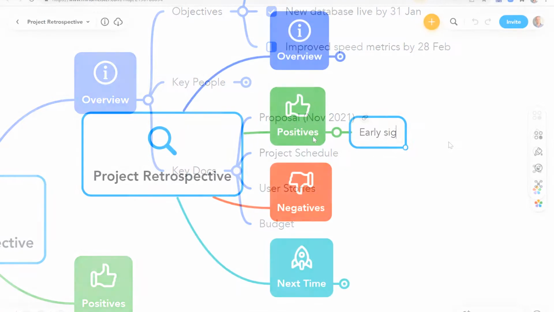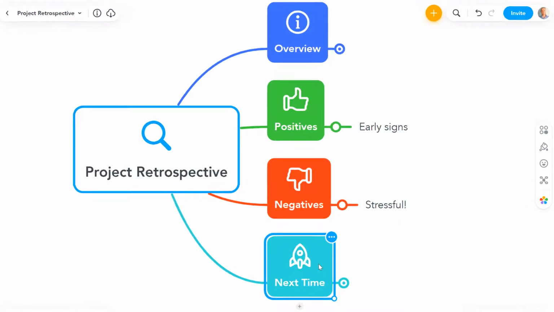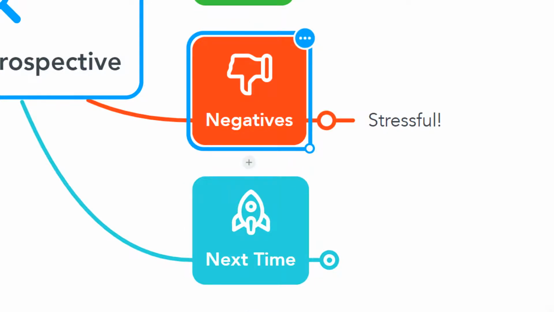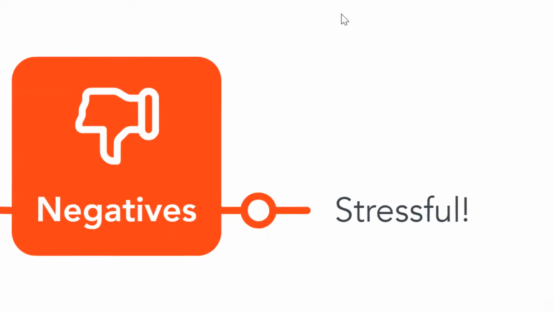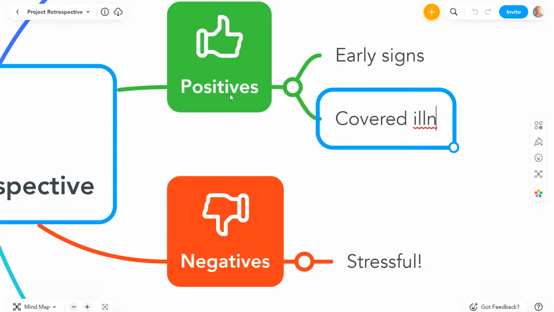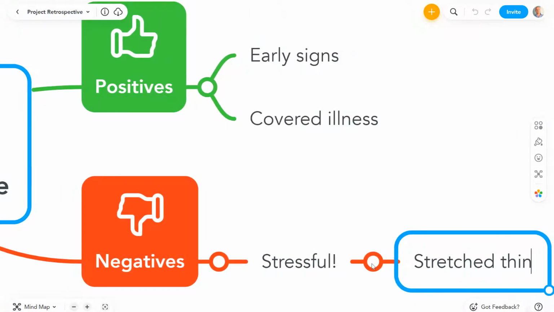Now you're ready to start capturing your project feedback in the positives and negatives section of the mind map. Try to resist jumping down here into the next time area for a moment, and instead give yourself or your team proper time to capture ideas and information in these two review sections before trying to identify actions and next steps. If you jump down into the next time stuff too soon, there's a risk that you'll plan without view of all the facts and context that you might need.